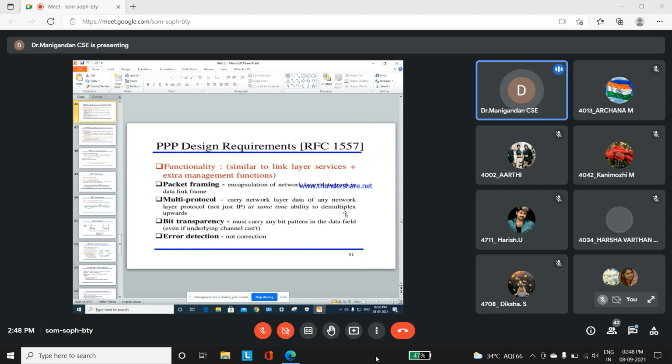Multi-protocol means it carries network layer data of any network layer protocol, not just IP, and has the ability to demultiplex upwards. Demultiplex means what? Based upon the input connection, it will be forwarded to the upper layer process. Bit transparency means it must carry any bit pattern in the data field. Whatever pattern the data field uses to travel from source to destination, that is bit transparency.